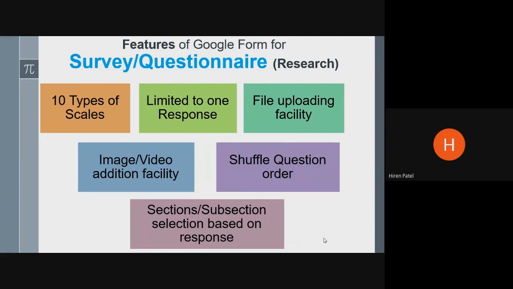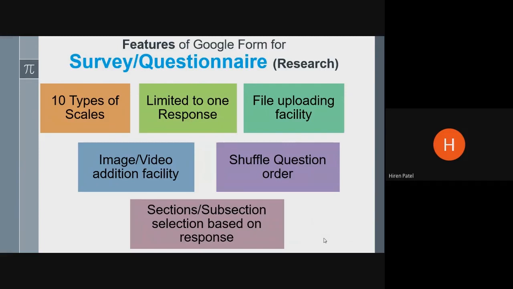So understanding these six features would be very helpful for conducting any kind of survey or filling up the questionnaire. To start with, 10 different types of scales. Besides that, we have 5 other benefits: limited to one response, file uploading facilities, image and video editing facilities, shuffle question order, and section or subsection selection based upon the responses. In this video, we will be taking care of each of these in detail.